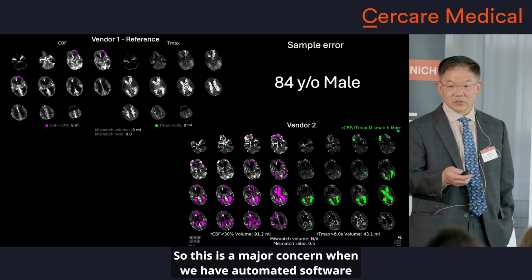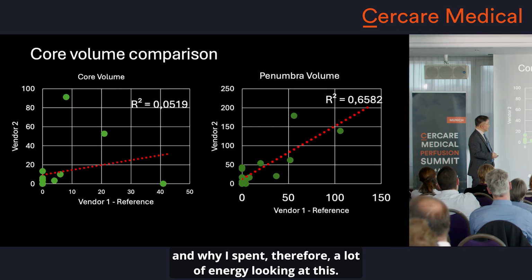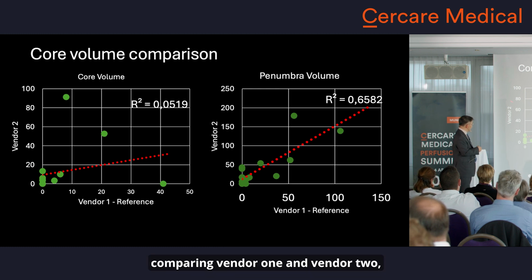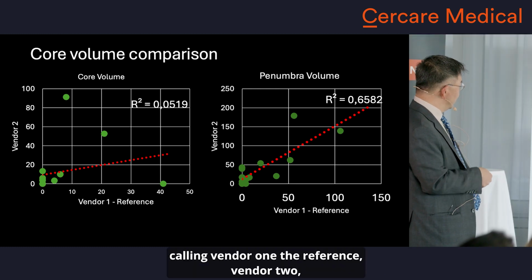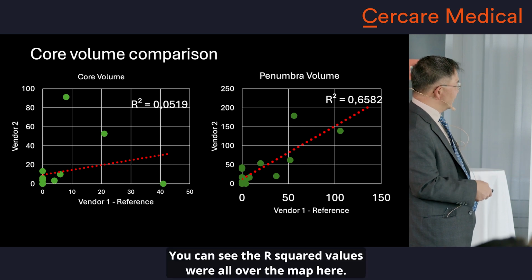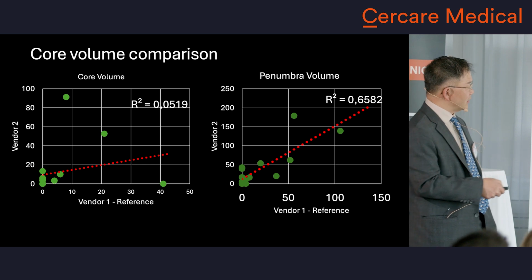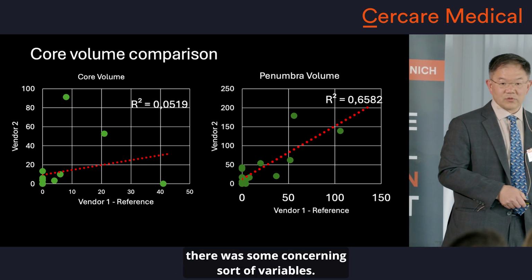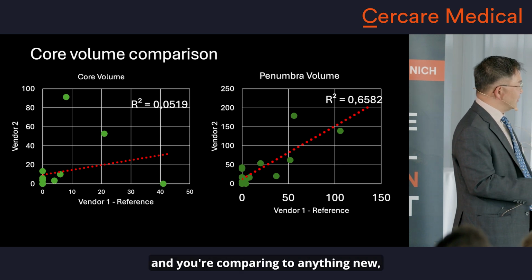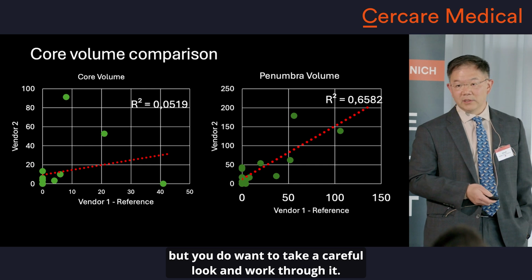So this is a major concern when we have automated software, and why I spent, therefore, a lot of energy looking at this. This is just, for example, what we did early on, comparing vendor 1 and vendor 2, calling vendor 1 the reference, vendor 2, looking at our core volumes and penumbra volumes. You can see the R-squared values were all over the map here. The penumbra volumes were a lot closer, but if you actually dig into this, there are some concerning variables. So I would strongly suggest, especially if you have an existing vendor and you're comparing to anything new, it doesn't matter what the story is, but you do want to take a careful look and work through it.